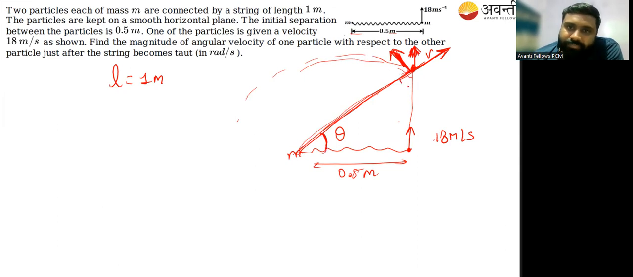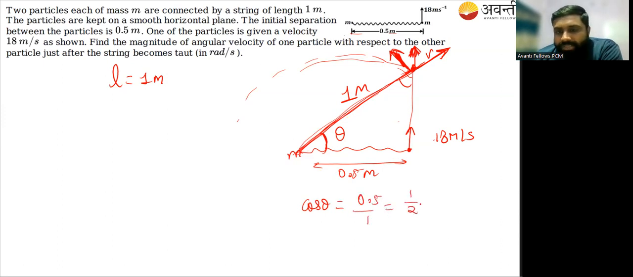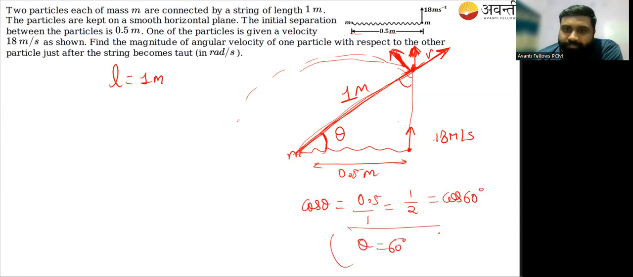If this is circular motion, this component is the tangential component. If this angle is theta, this angle would be 90 minus theta. You can also calculate this angle. This length is 1 meter because now the string is at full length. String is taut, so it is at full length. This is 0.5 meters. So if you apply cos theta, based upon the hypotenuse, 0.5 by 1, 1 by 2, which is cos 60. So this theta here is 60 degree. If this is 60 degree, this angle will be 90 minus theta, so it will be 30 degree. Same angle will be here.